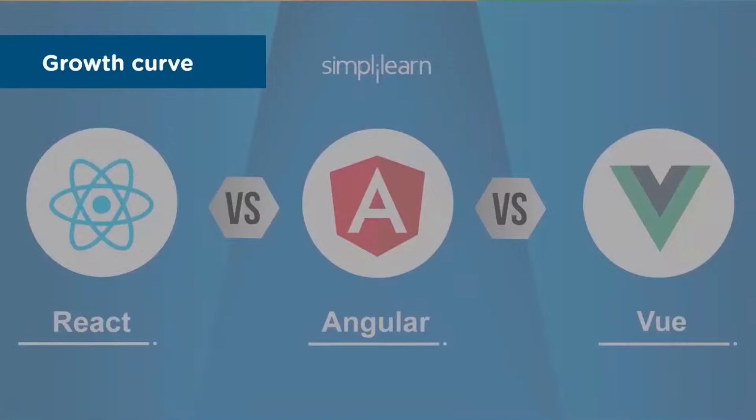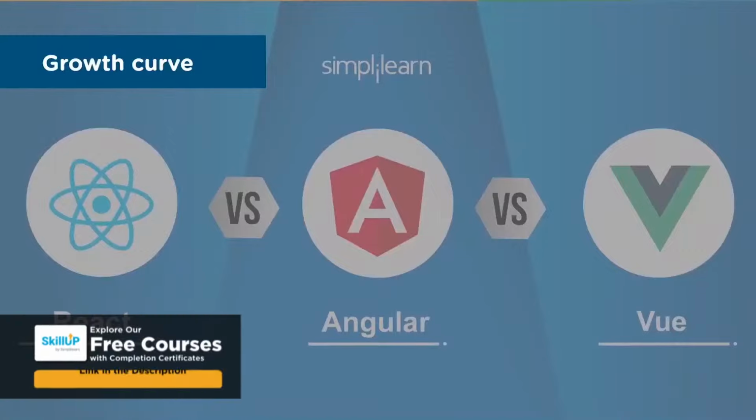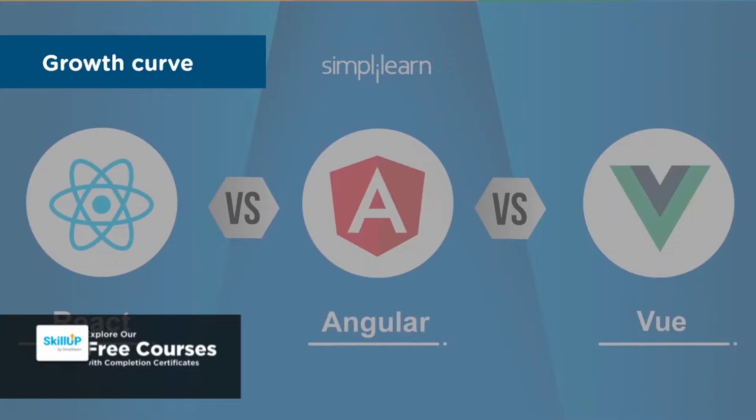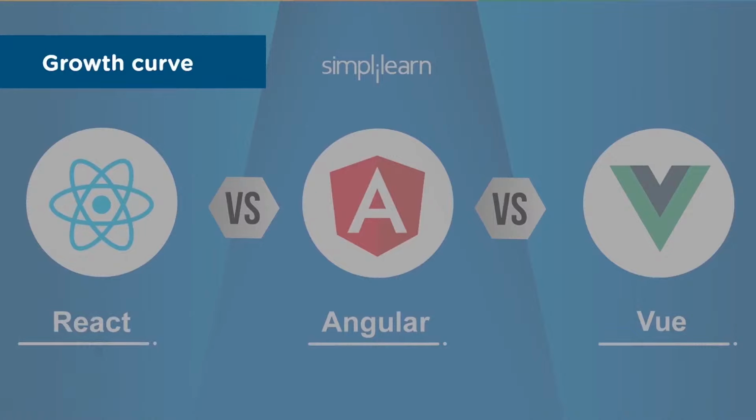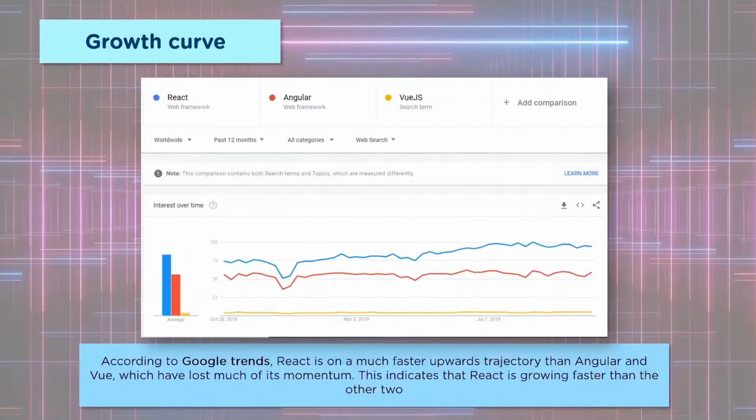Now let's look at the future scope. Learning a new technology always comes with questions like what's in it for me, what's its growth potential, how far will it take me in my career and so on. So let's go ahead and see the growth rate of React, Angular and Vue. According to Google Trends, over the past 12 months, React has been on a way faster upward trajectory than Angular and Vue, which have considerably lost their momentum. Now this indicates that React is growing faster than the other two with respect to popularity, industry adoption and community support.